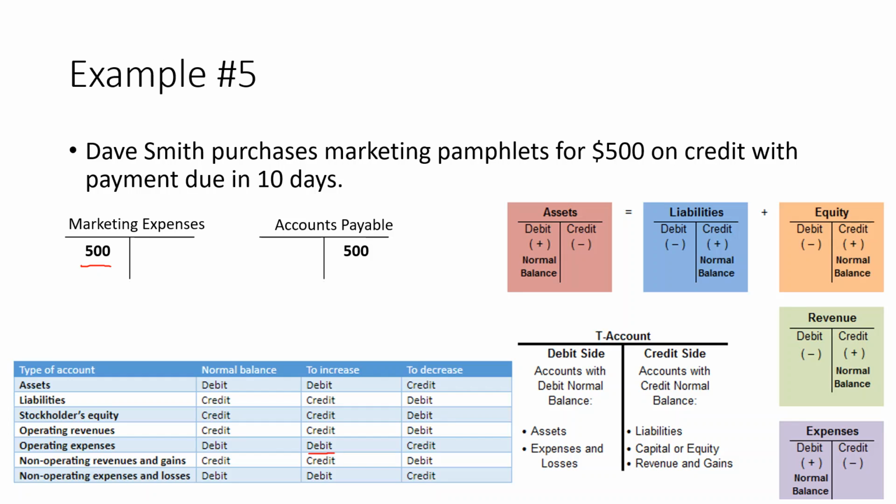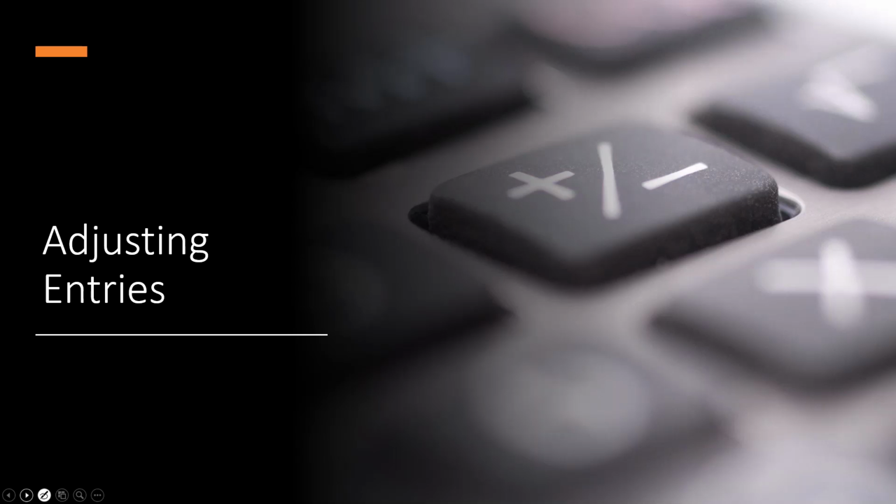but at the same time, you have an obligation to make the payment in 10 days. It's a legal obligation. It's a liability. So to recognize that liability, to increase that liability, you're going to have to increase the liability account, which, as we can see from our chart, is simply to credit it. So we credit accounts payable for $500. Now, those were some of the basic entries. We're going to move on to adjusting entries now.